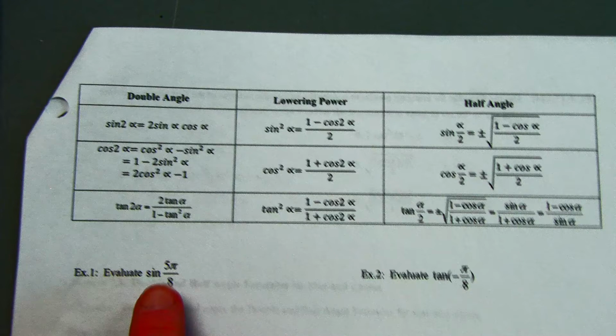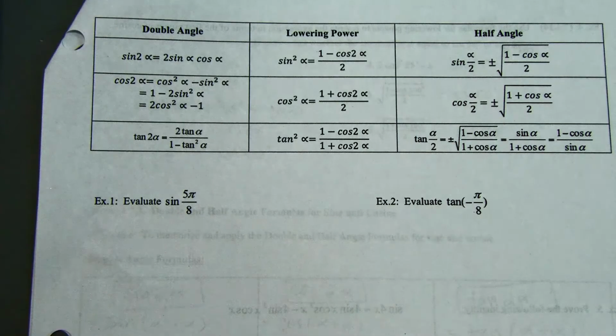Okay, so we're going to do some evaluation. Evaluate sine of 5 pi over 8. Last time we did problems like this, we did it with addition or subtraction. 5 pi over 8 is not a fractional value that lives nicely in the unit circle. So if you can recognize this either as a half angle or a double angle, that's going to be to your advantage.